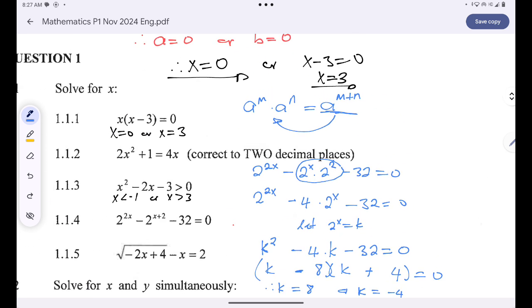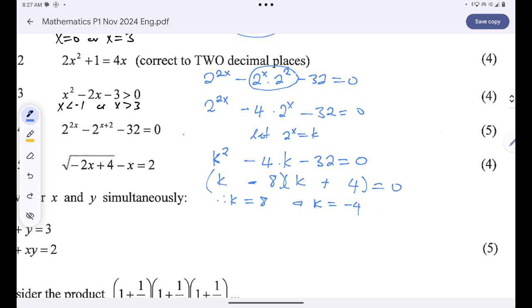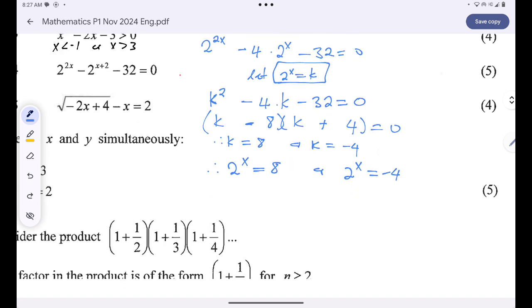But remember, guys, the question said solve x. K was just a tool to help us to reach the solution in a more simplified manner. After finding the value of k, guys, I can therefore replace k with 2 to the x. Remember that they are equal, isn't it? So therefore, I'll simply say 2 to the x is equal to 8, or 2 to the x is equal to negative 4. Over here, guys, there is no solution.